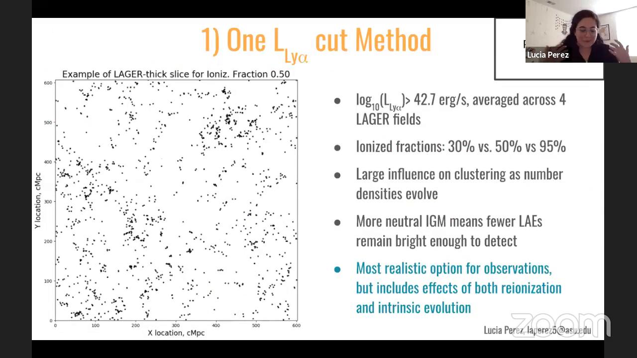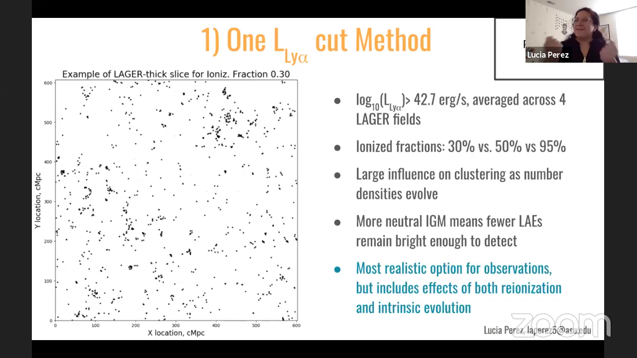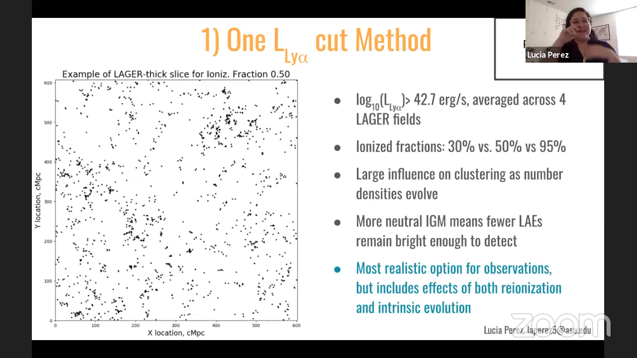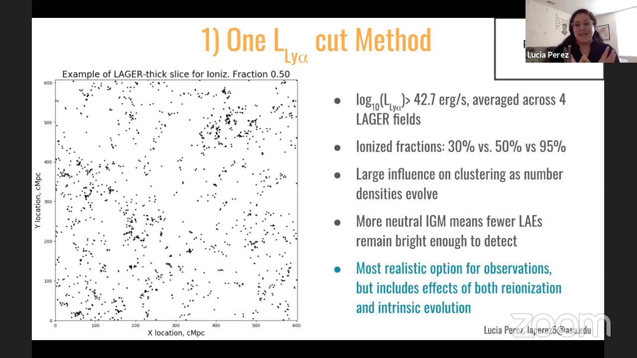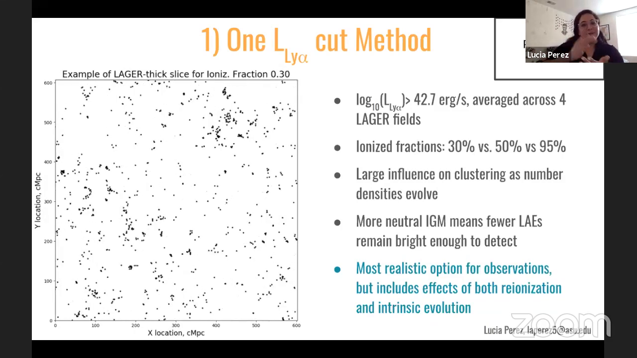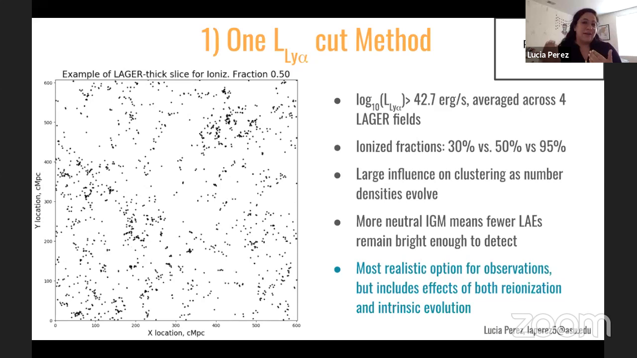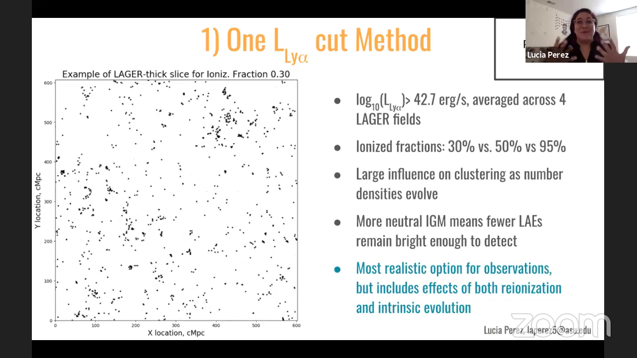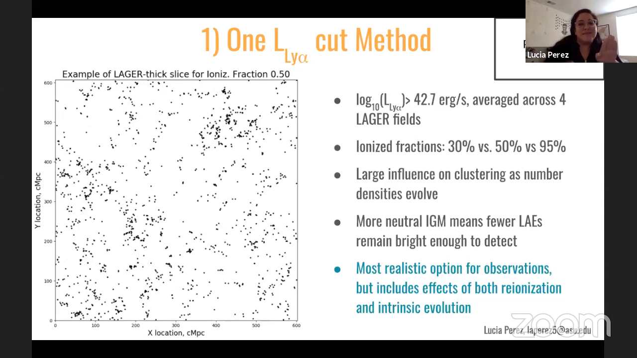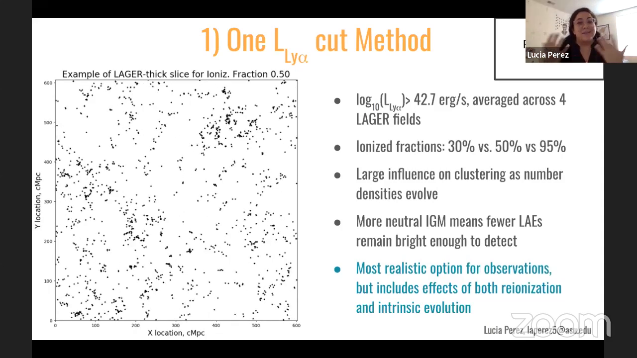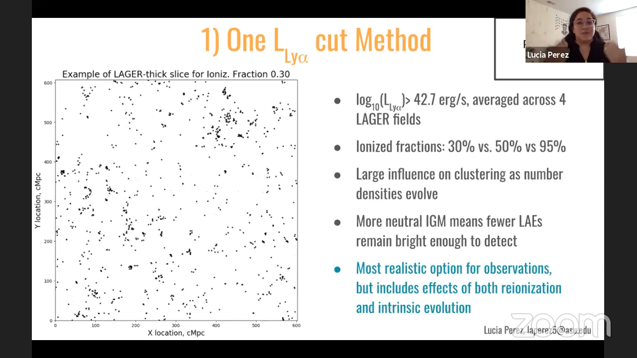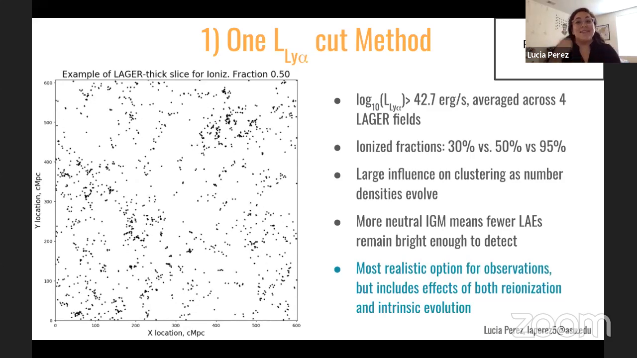I alluded before that there are 2 different ways that clustering carries the signature of reionization with Lyman Alpha emitters. The first way I'm kind of clumsily calling the single luminosity cut method. We imagine a detector that has a fundamental limit for what it can see. As you're detecting Lyman Alpha emitters farther back in time in more neutral IGM, you see fewer because it's getting more neutral. We see this as we compare 95, 50, and 30% ionized. At 30% ionized, the most neutral, the number density has dropped a lot and they appear more clustered. And this is a really strong signal.